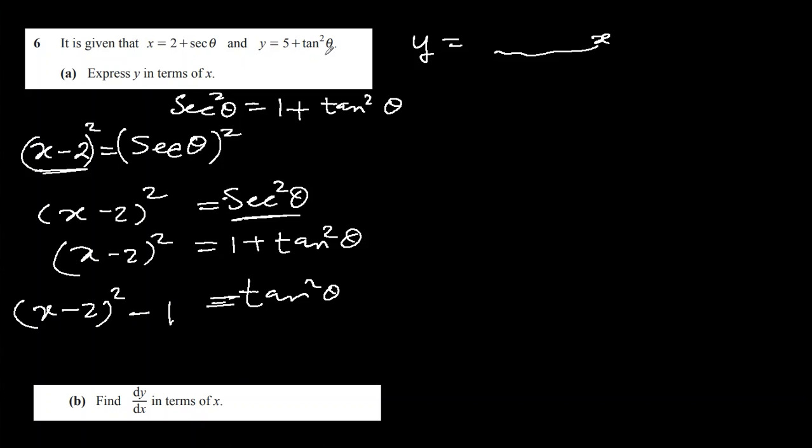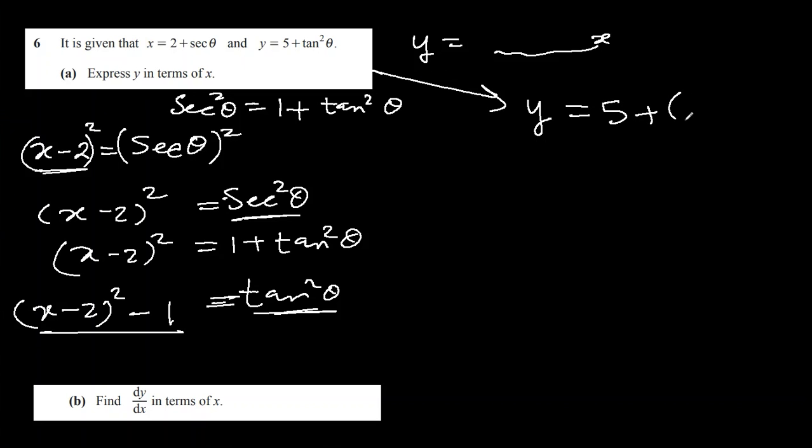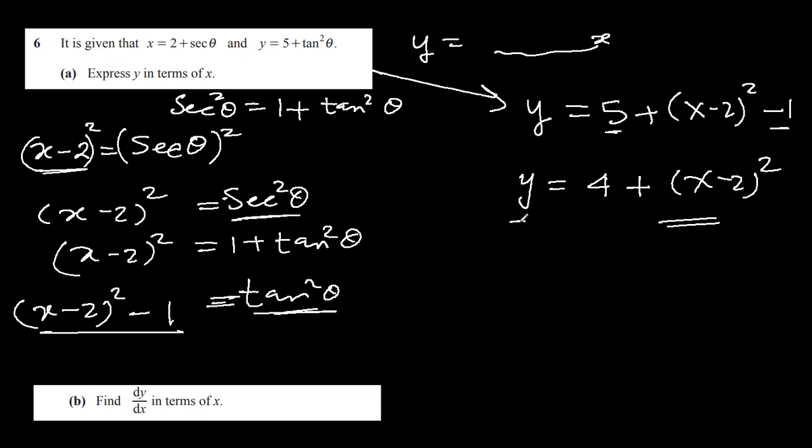And that was our purpose, because the second equation has tan square theta. We got a tan square theta in terms of x and we'll just substitute it there. So let's substitute in this equation y equal to 5 plus tan square theta, and tan square theta is this, x minus 2 square minus 1, and 5 minus 1 is 4. So y is 4 plus x minus 2 square. We got y in terms of x, theta got eliminated.